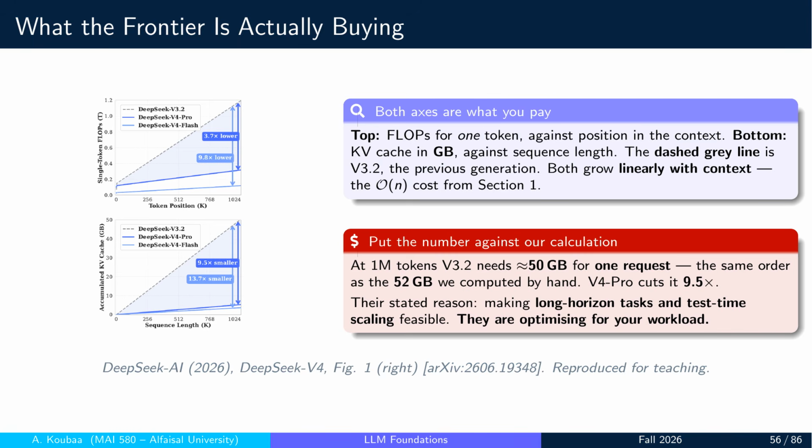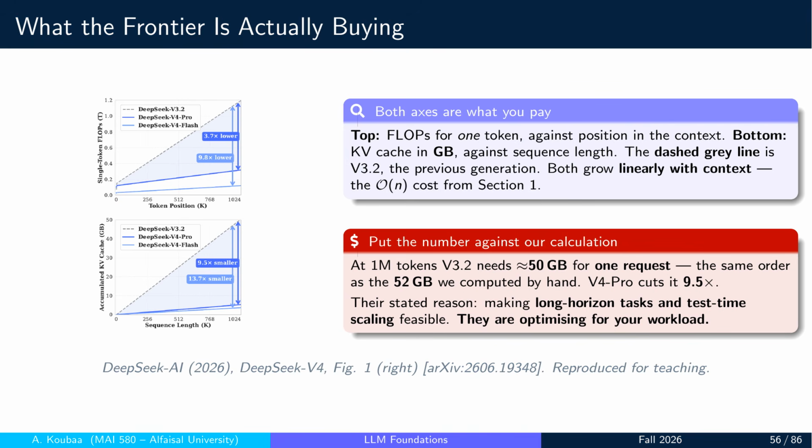and theory. Now let us look at what the frontier is actually buying, with real numbers from the vendor's own figure. Read the two panels. The top panel is flops for one token, plotted against position in the context. The bottom panel is KV cache in gigabytes, plotted against sequence length. The dashed gray line is v3.2, the previous generation. Notice that both quantities grow linearly with context. That is the order n cost we derived by hand in section 1, now appearing in a production systems specification sheet. The theory and the invoice agree.